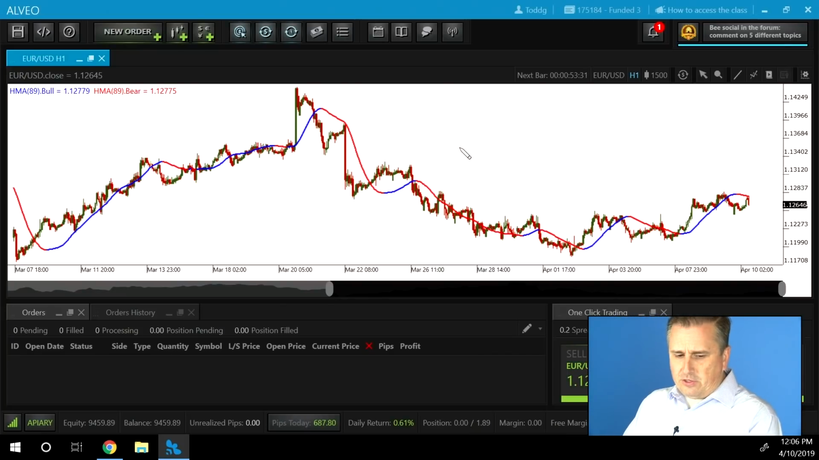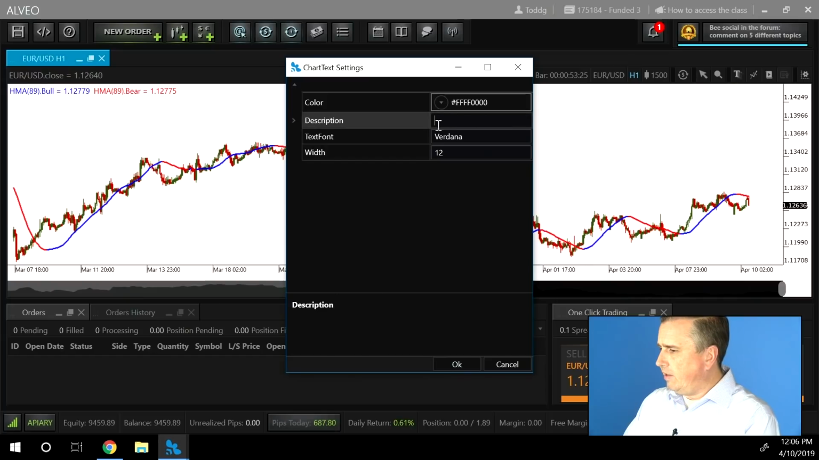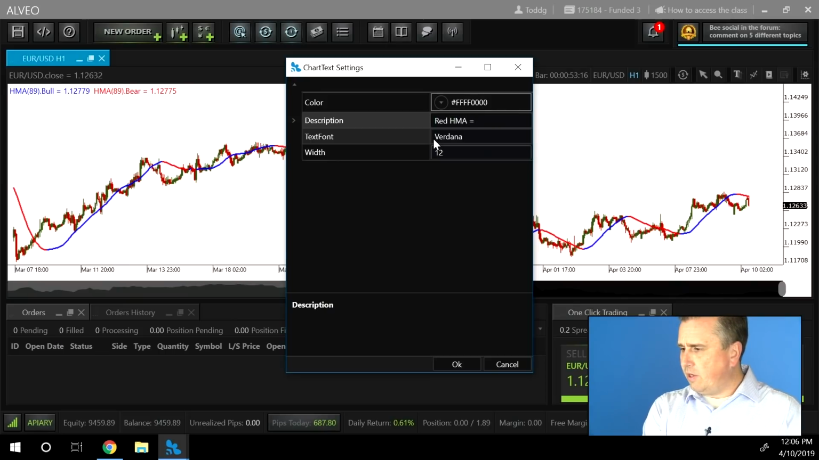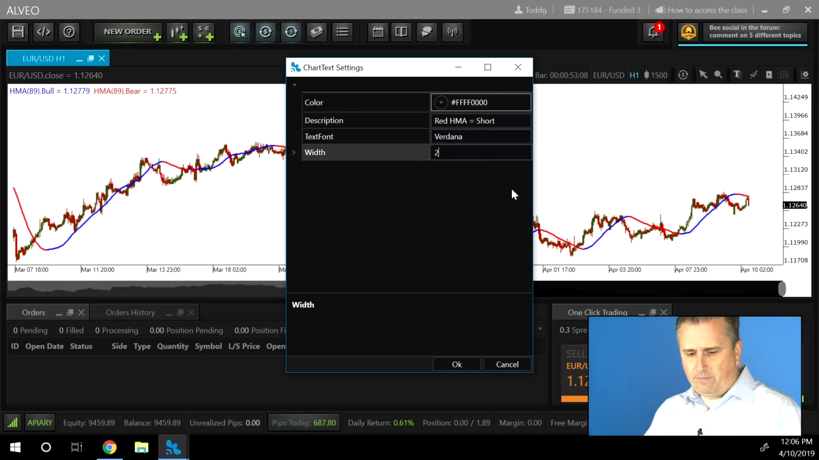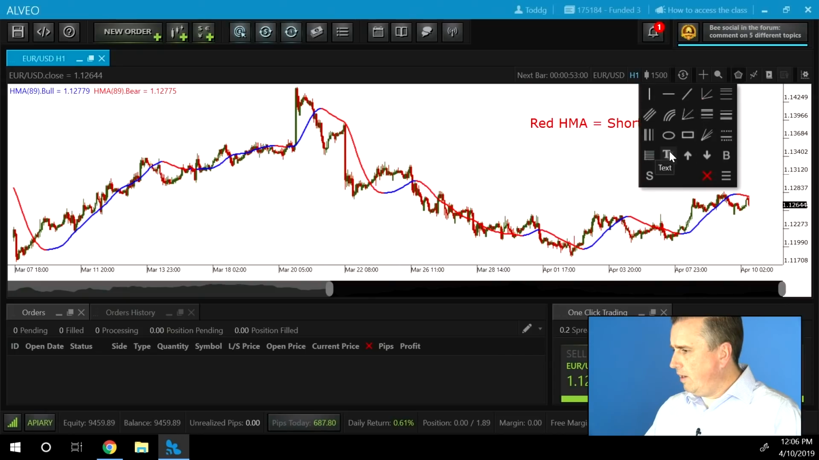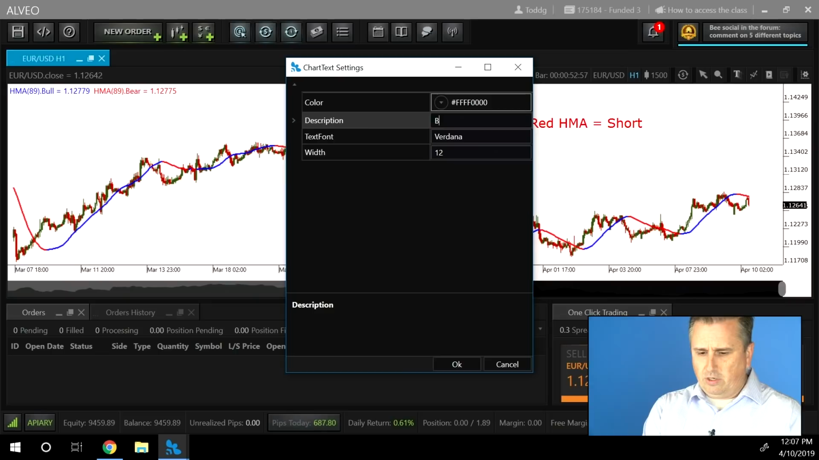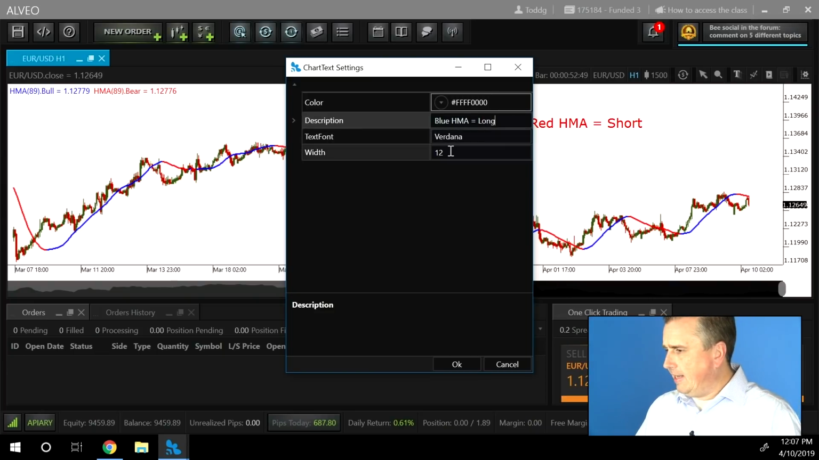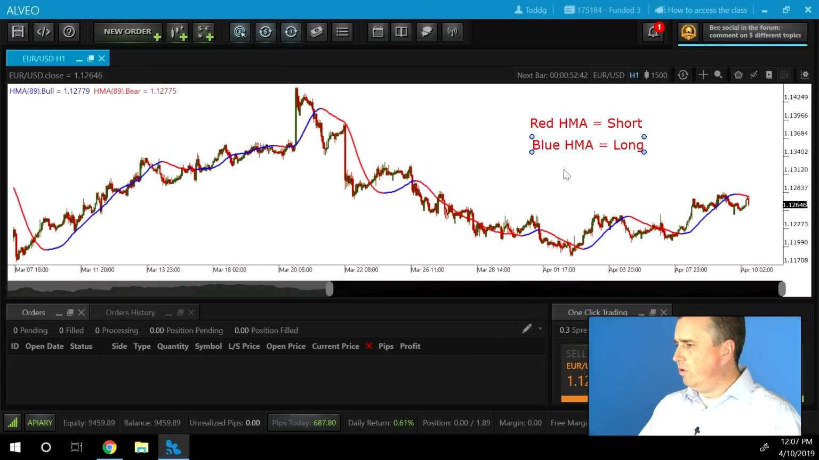Now, this is pretty simple in terms of knowing what we're going to be doing. First of all, if it's red, a red HMA means that we're looking to go short or to sell the pair. And of course, the opposite is true. If it's a blue HMA, then we're going to be looking to go long, or we're going to be buying this pair. So a couple of very simple rules in terms of what we're looking for in our trade here.